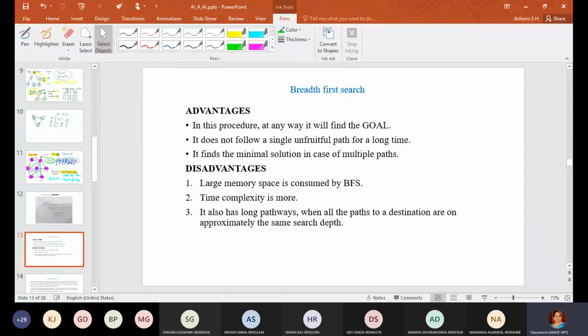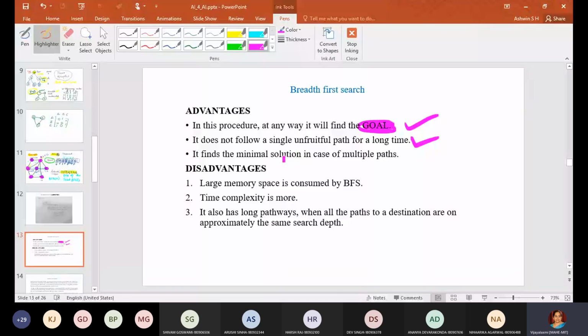Before I go to depth first search, I am just telling you the advantages and disadvantages. In this procedure, at any rate, it will find the goal. This is important. Any node you mention as goal, it will find. It does not follow a single unfruitful path for a long time. In simple words, what we normally call an infinite loop, there are no infinite loop cases in this algorithm.